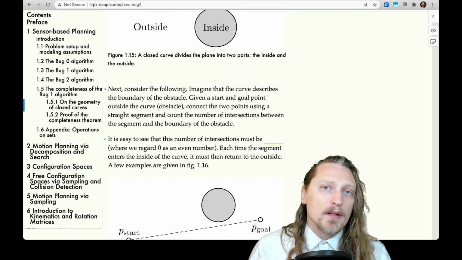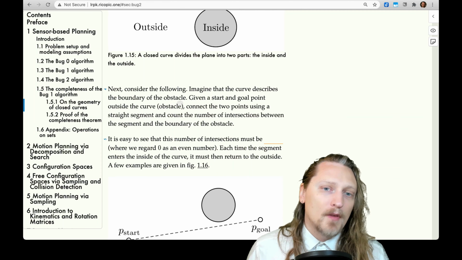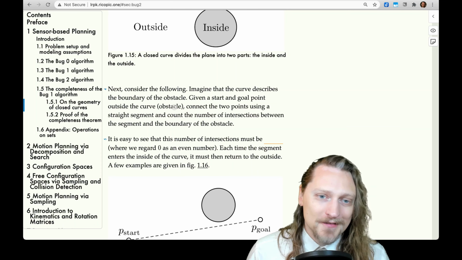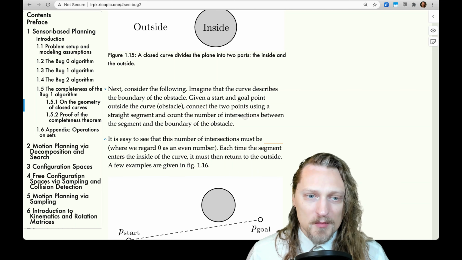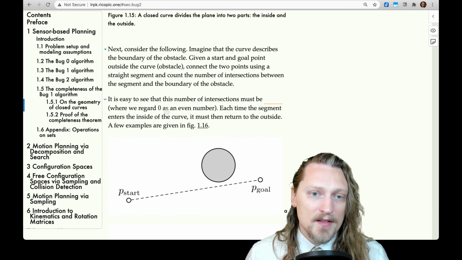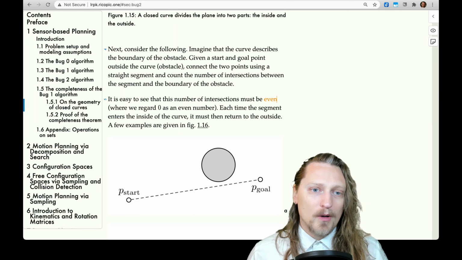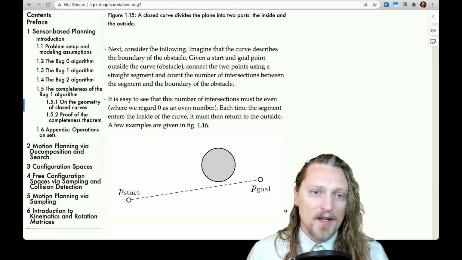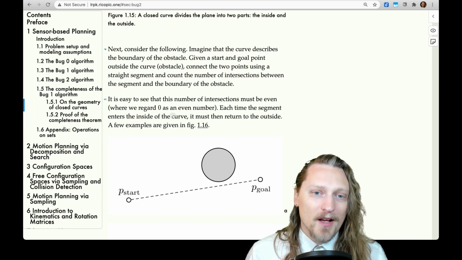Next, consider the following. Imagine that the curve describes the boundary of the obstacle. Given a start and goal point outside the curve, connect the 2 points using a straight segment and count the number of intersections between the segment and the boundary of the obstacle. It is easy to see that this number of intersections must be even, where we regard 0 as an even number. Each time the segment enters inside of the curve, it must then return to the outside, okay?